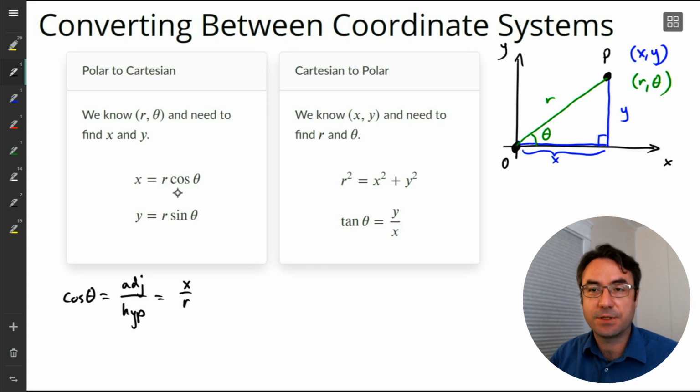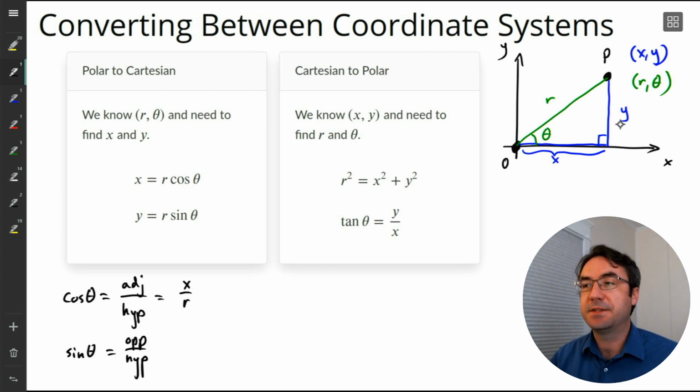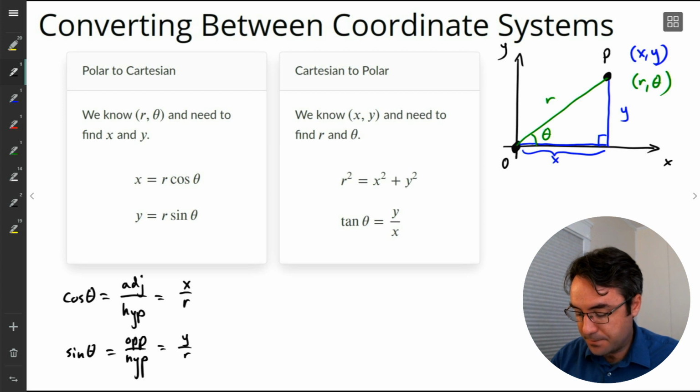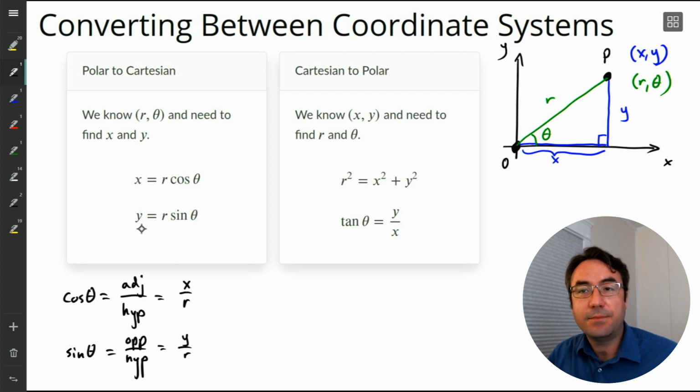X is equal to r times cosine theta. If we do one for sine, sine is the opposite side over the hypotenuse. So the opposite side is the side of this right triangle opposite angle theta, so that would be y, and the hypotenuse is still r. So this would be y over r. And if you solve this equation, sine theta equals y over r, you get this other one: y is equal to r times sine theta. So really, these equations are just coming from the fact that we have this right triangle here.